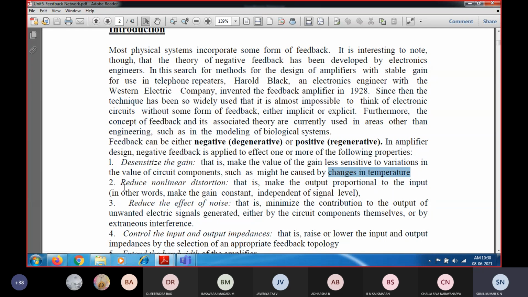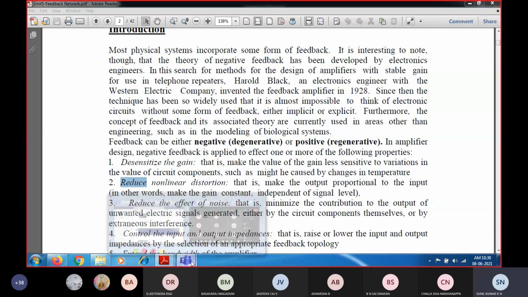The second thing is the reduction in non-linear distortion. Distortion is not acceptable in any type of amplifier. Linear means that for any given input, the output should be linear with respect to the input, which is the limit of linearity, whereas non-linear means it is going to have a non-linear behavior.